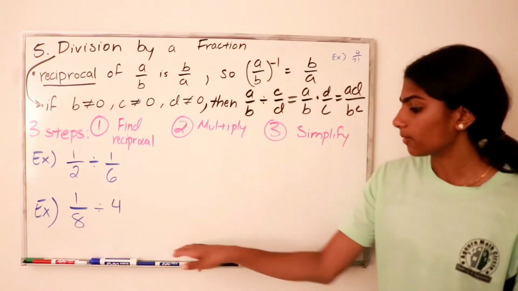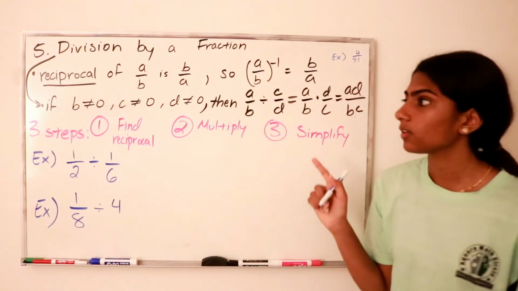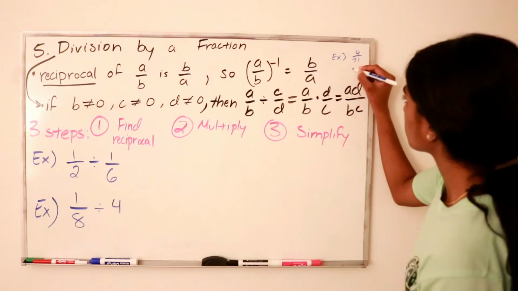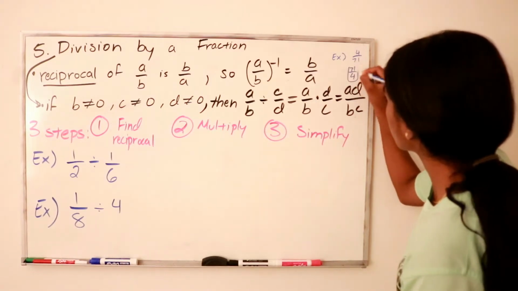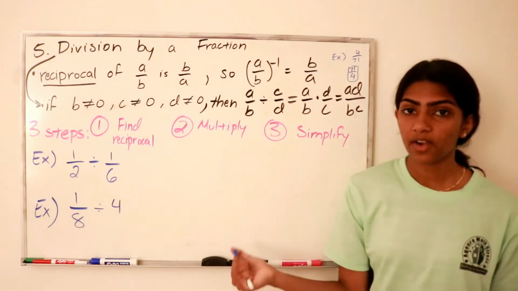Alright, so let's look at an example right here. It's really small. But the 4 over 71, we want to find the reciprocal of that. So we just switch it. So we just do 71 over 4. And that's our reciprocal. So this is important because we need it for dividing fractions.